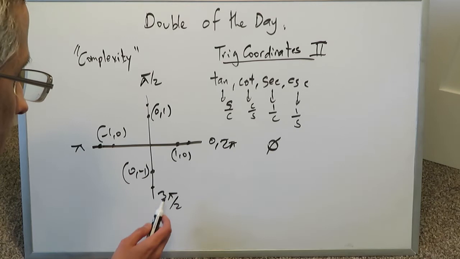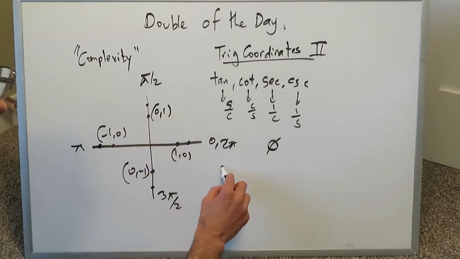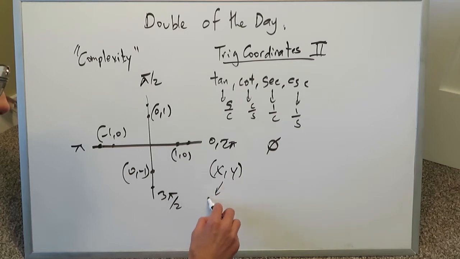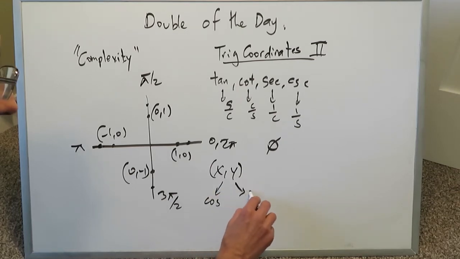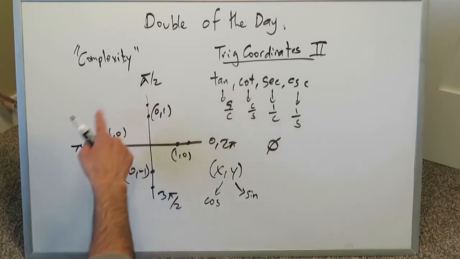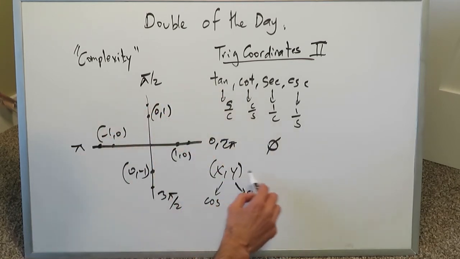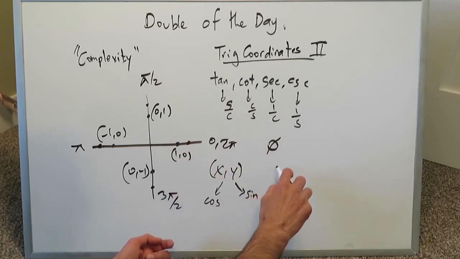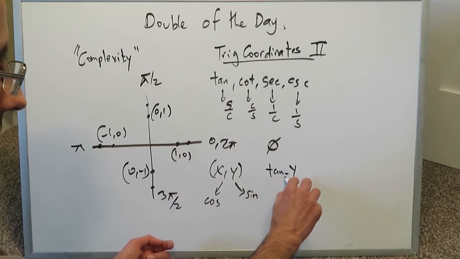Your biggest trick over here is to look at these. For any of these coordinate pairs I've shown you, there's always an x, y format. The x represents your cosine and the y represents your sine. If you're asked to find one of these in terms of tan, you know tan would be always opposite over adjacent. Tan would always be a y over an x.